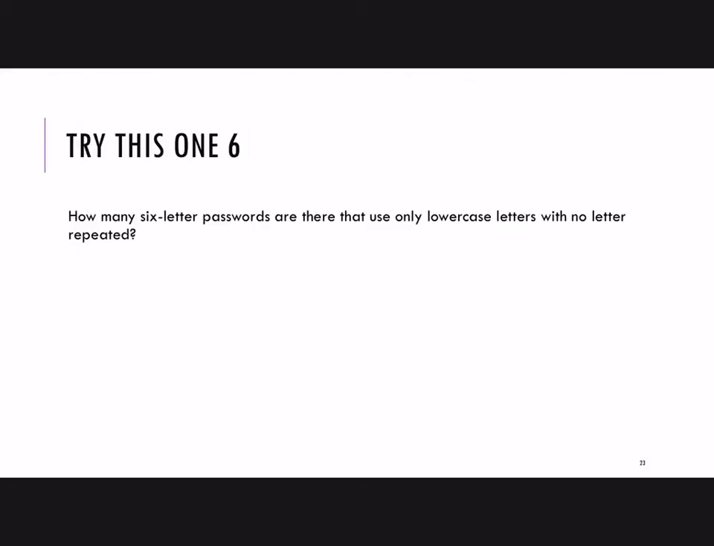Here's another one. How many 6-letter passwords are there that use only lowercase letters with no letter repeated? So first of all, is there an order here? Is this even a permutations problem? Well, it's implied. We're talking about a password, so the order of the letters would make a difference. If you have a different order, it's a different password.